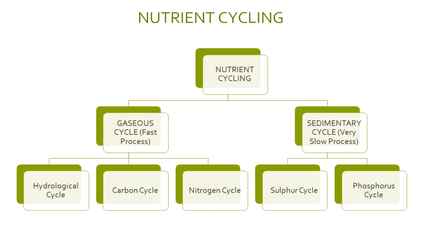So just so you know, nutrient cycling is of two types: gaseous cycle, which is a fast process, and sedimentary cycle, which is a very slow process. Gaseous cycle is further divided into three types, namely hydrological, carbon, and nitrogen cycle, whereas sedimentary cycle is of two types, that is sulfur and phosphorus cycle.